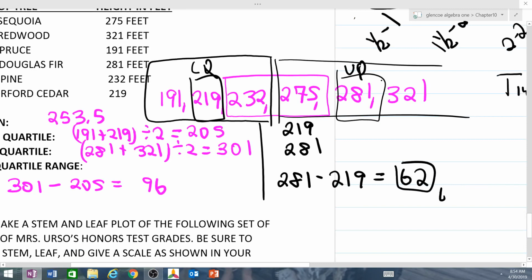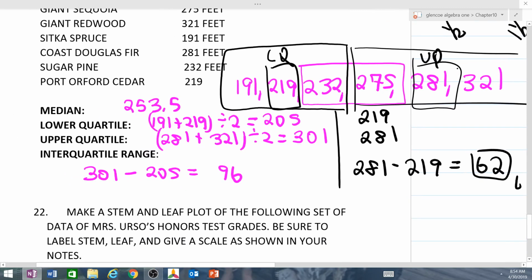Number 62. Does anybody have a question on how to find that? I think the one on the test has an odd number of data. Yes, in the back first.